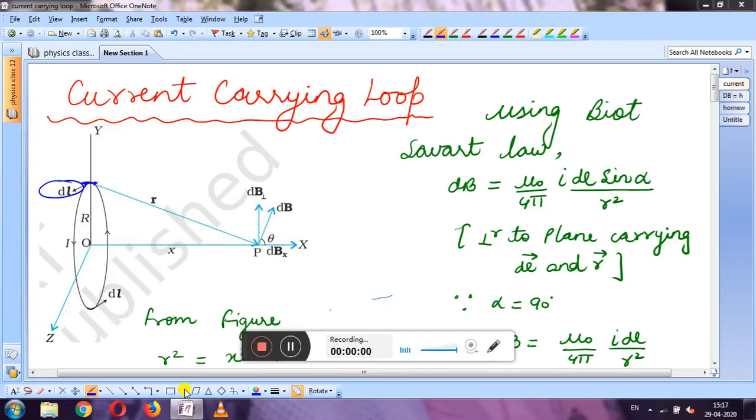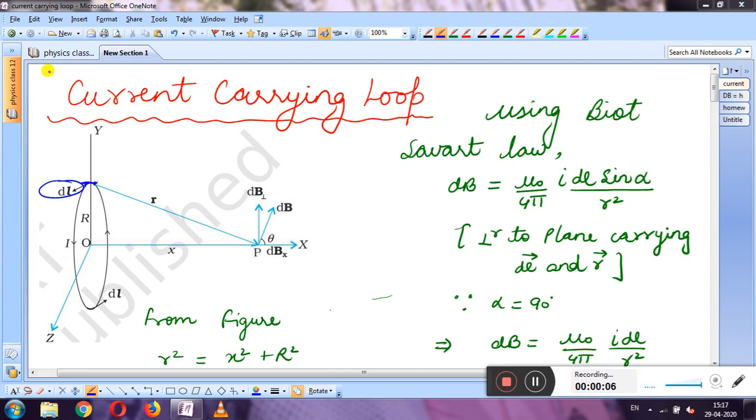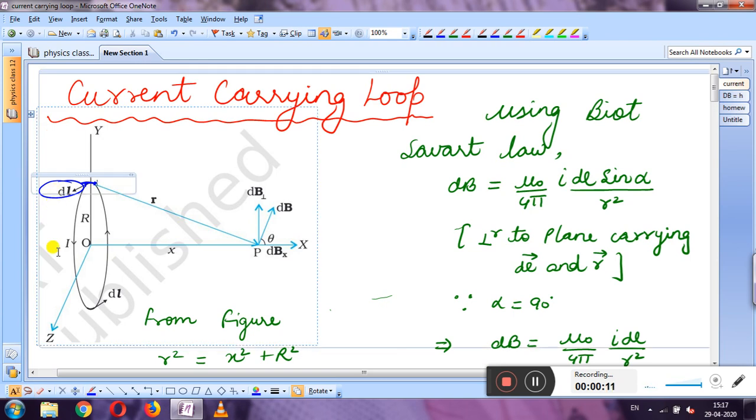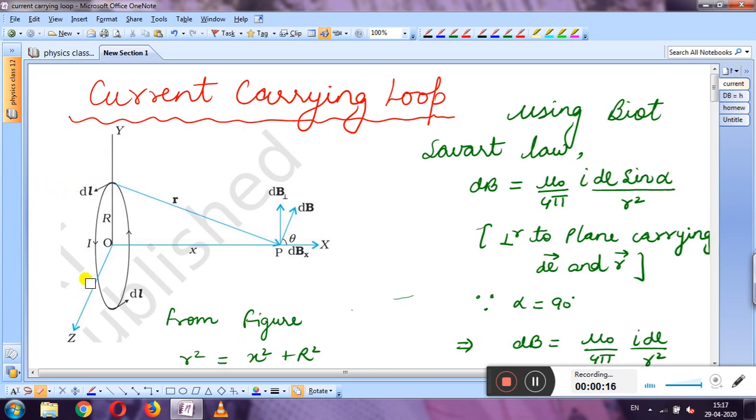Good morning everyone. Today we will study magnetic field due to a current carrying circular loop. So what we have today, as you can see in the figure, we have a current carrying loop which is placed in the YZ plane. You can see three axes we have taken: X axis, Y axis and Z axis.